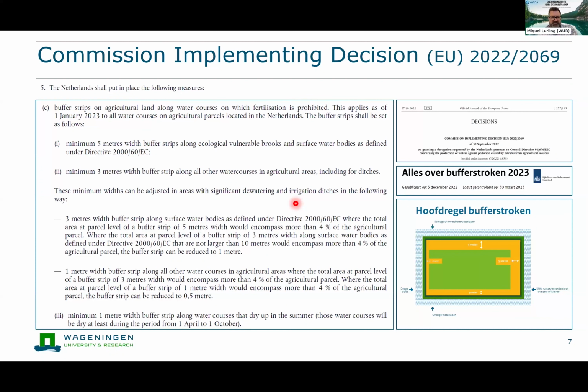Well, the buffer strips that need to be implemented should be 5 meters in width when the nearby water is ecologically vulnerable, 3 meters in width when it's another water type, a ditch or whatever, and 1 meter when these ditches dry up in summer. You can find all kinds of ways to calculate where to start your buffer strip and how wide it should be, etc. And the aim is to reduce the diffuse loading and the runoff from agricultural fields.